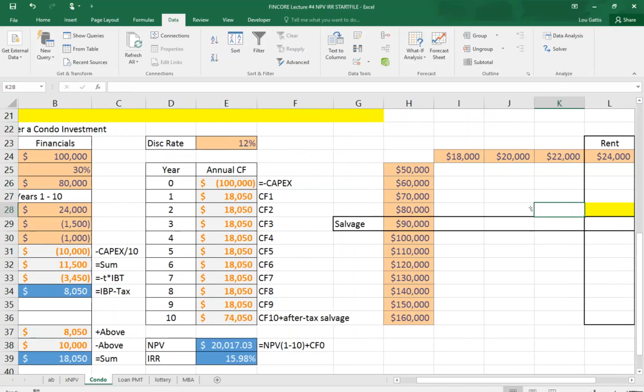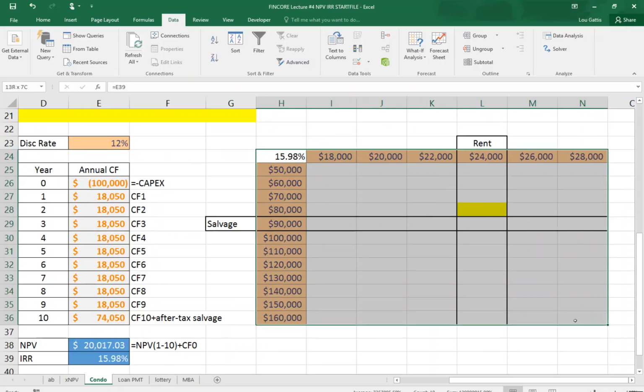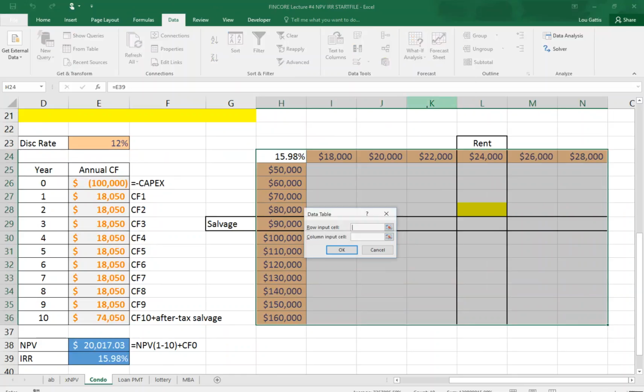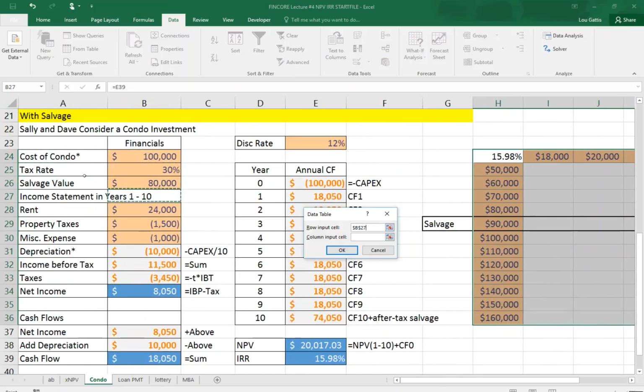And we can do a little sensitivity analysis on the IRR. So I'll do a link to the IRR. And I look at rents from $18,000 to $28,000 per year, and I look at salvage values from $50,000 to $160,000. I'll just highlight this table. Data, what-if, data table. Now the row is rent. I'll find the rent that's linked to the IRR. There it is.